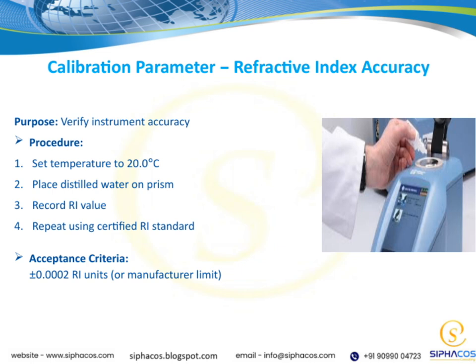Next, we record the RI value displayed by the instrument. To ensure accuracy, we repeat this process using a certified RI standard, which serves as our benchmark. The key acceptance criterion is that the difference between our measurement and the standard should be within plus or minus 0.0002 RI units, or according to the manufacturer's specified limit. This step is crucial because maintaining this level of accuracy ensures the overall quality and reliability of our measurements, aligning with our goal of precise optical analysis.